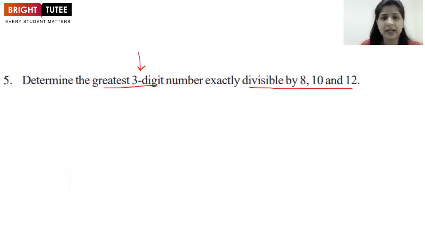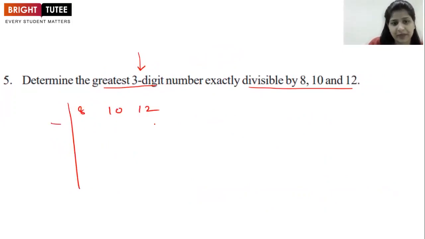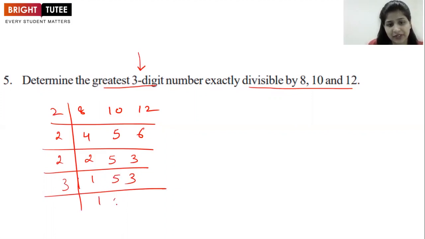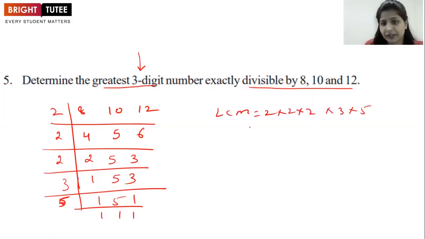Let's just try that. So first of all, find out the LCM of 8, 10 and 12. 2 4s are 8, 2 5s are 10, 2 6s are 12. Then 2 2s are 4 and we'll get 2 3s are 6. Again with 2 you will do. Then once with 3 and once with 5. We'll get 1, 1 and 1. So do you see the LCM? What is it? 2 into 2 into 2 into 3 into 5. So 2 into 2 into 2 is 8. 8 into 3 is 24. 24 into 5 is 120.